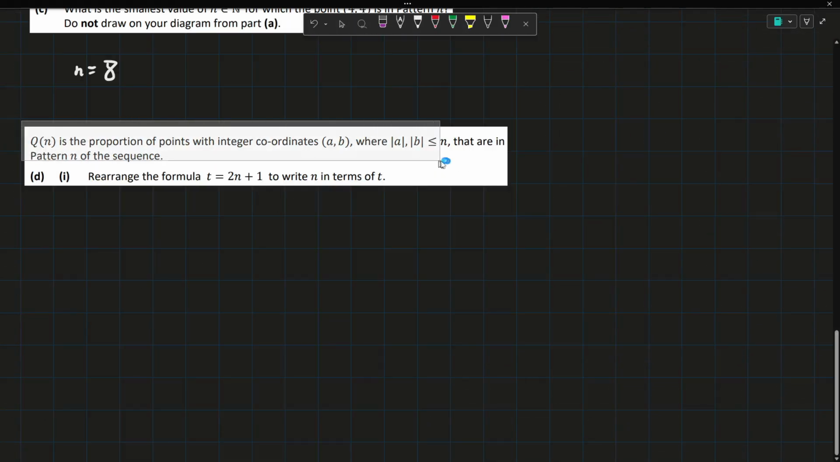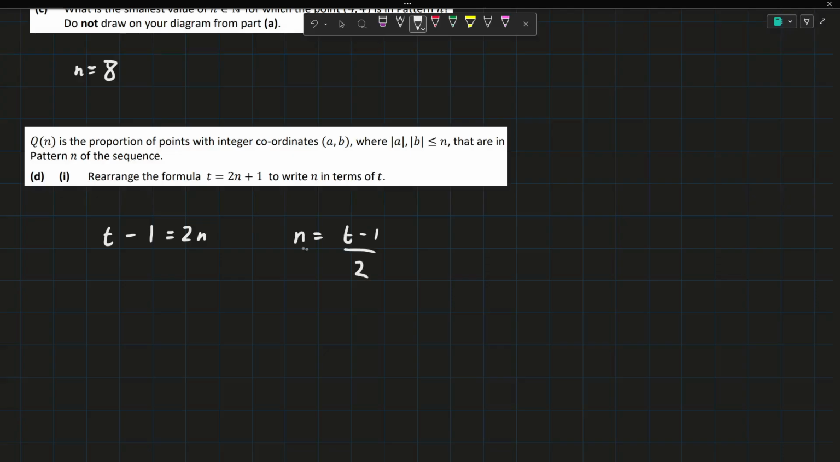So then we're told this information about a function q of n, which doesn't really matter for now. They basically just want us to rearrange this to write n in terms of t. So we can bring the 1 to the other side to get t minus 1 equals 2n, and then divide both sides by 2 to get that n is t minus 1 over 2.